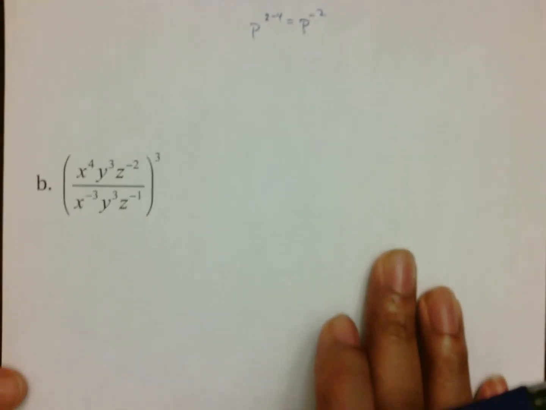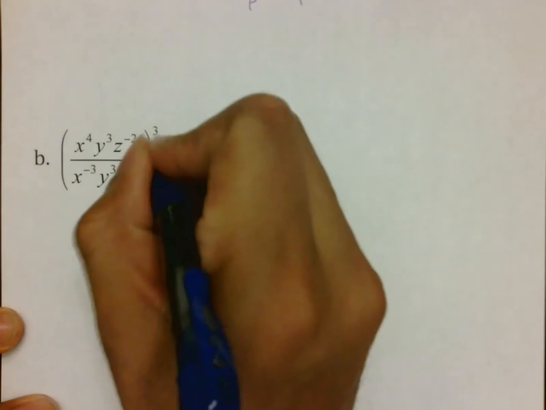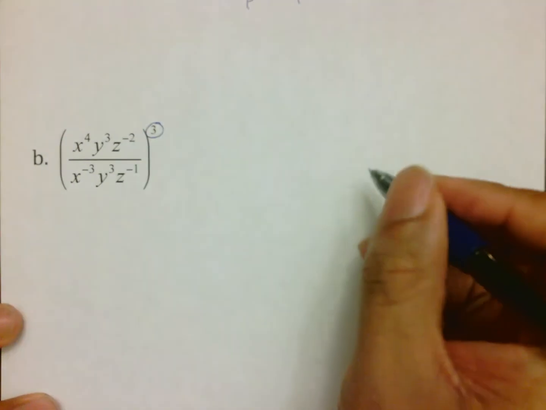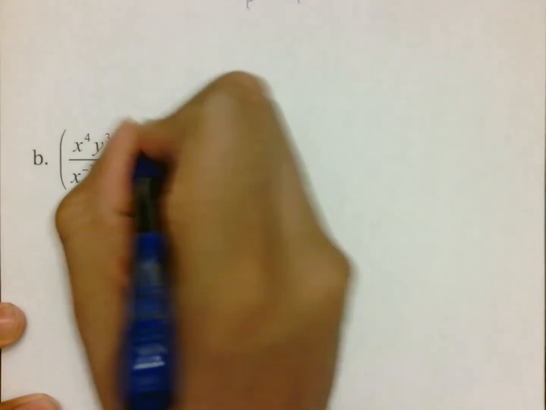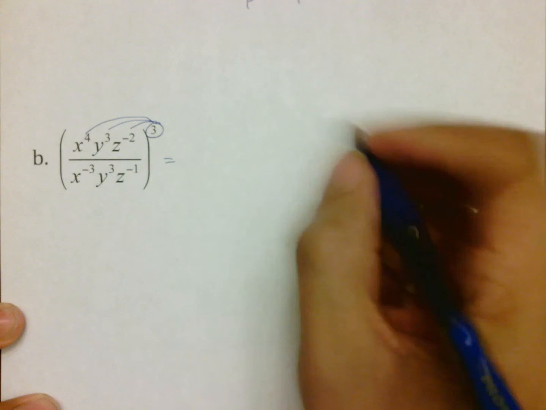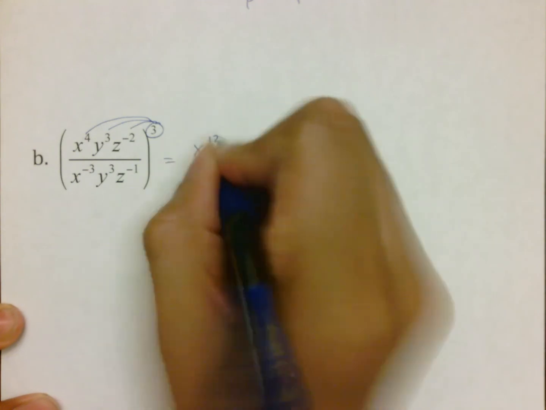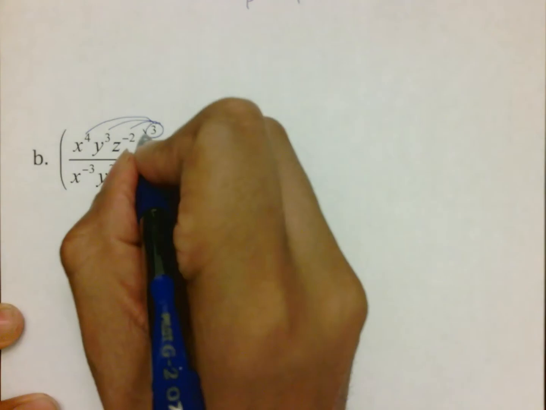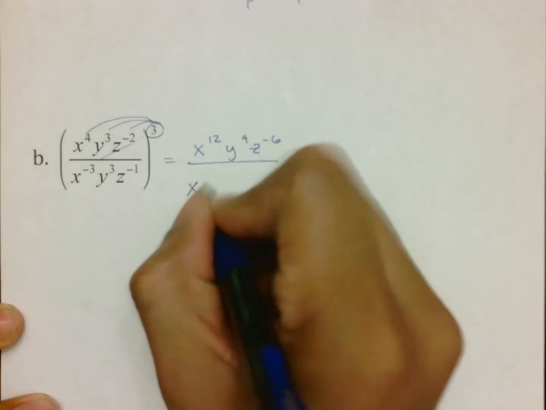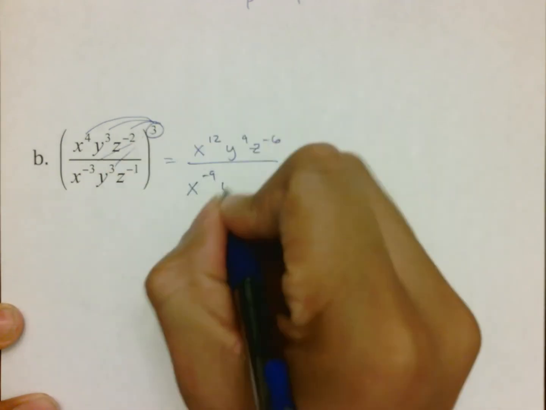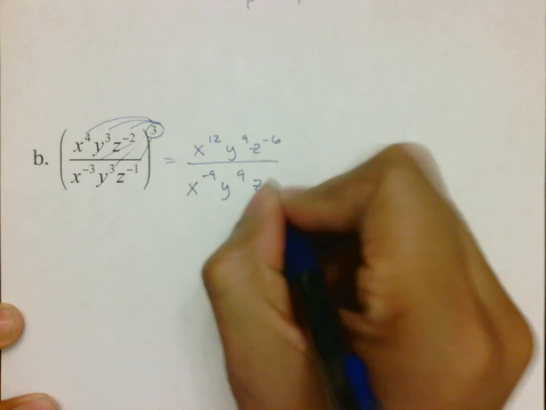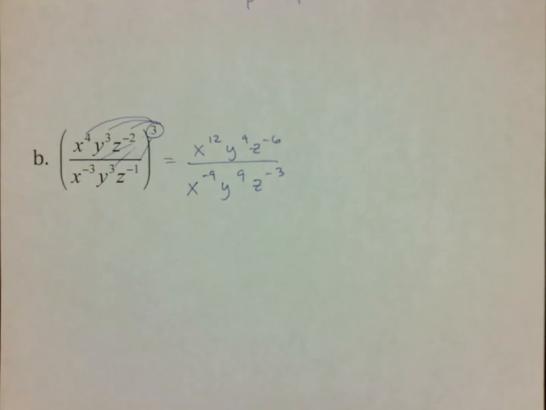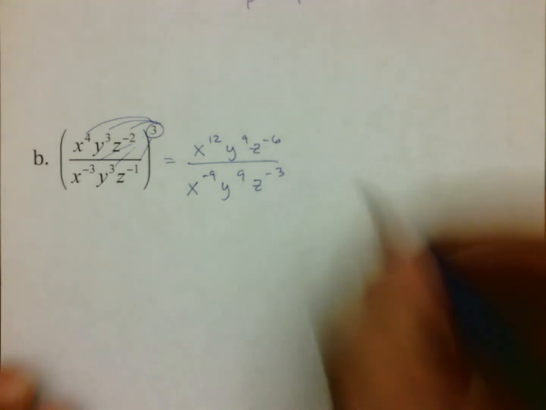Second example, rule number 1. Let's deal with this floating exponent. So distribute to every single thing in there. So that becomes x to the 12th, y to the 9th, z to the negative 6th, over x to the negative 9th, y to the 9th, z to the negative 3rd. Again, rule number 1 at least gets rid of the floating exponent, so you no longer have to think about distributive property anymore. Then you want to make sure everybody is happy.